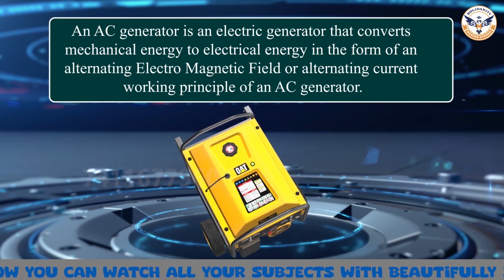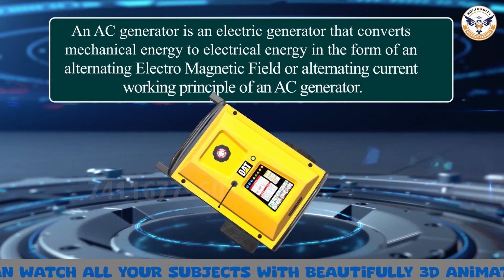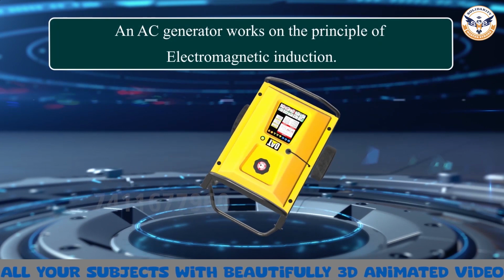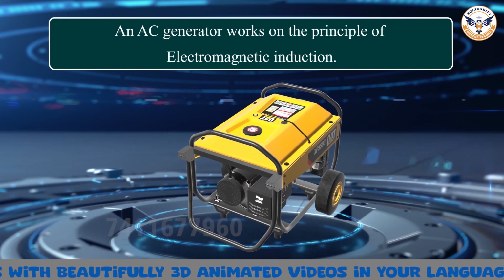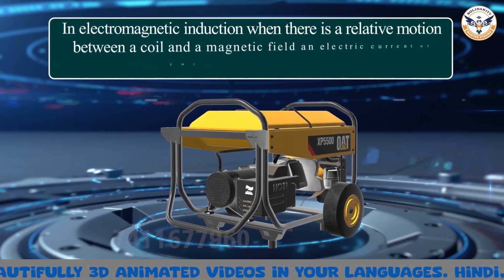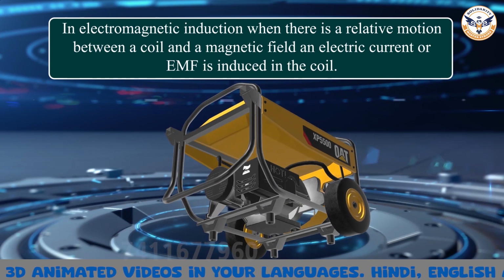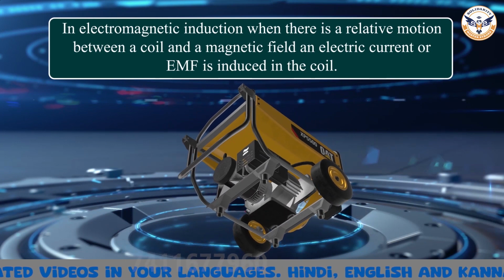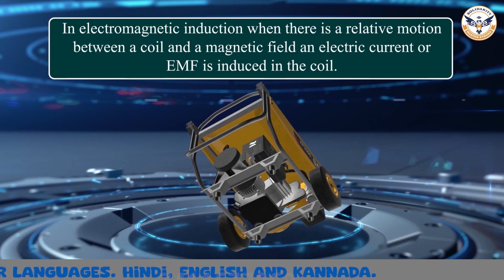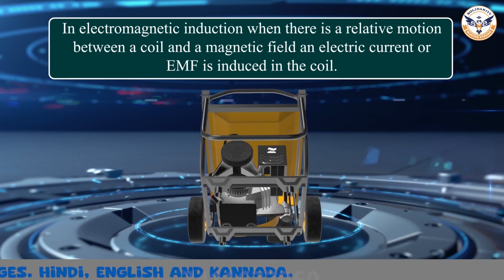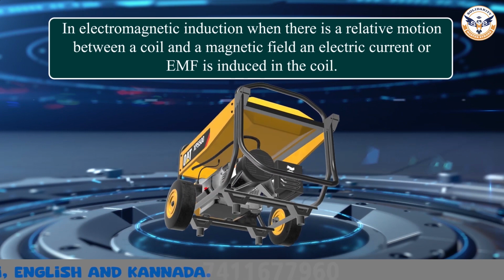Working principle of an AC generator. An AC generator works on the principle of electromagnetic induction. In electromagnetic induction, when there is a relative motion between a coil and a magnetic field, an electric current or electromotive force is induced in the coil.